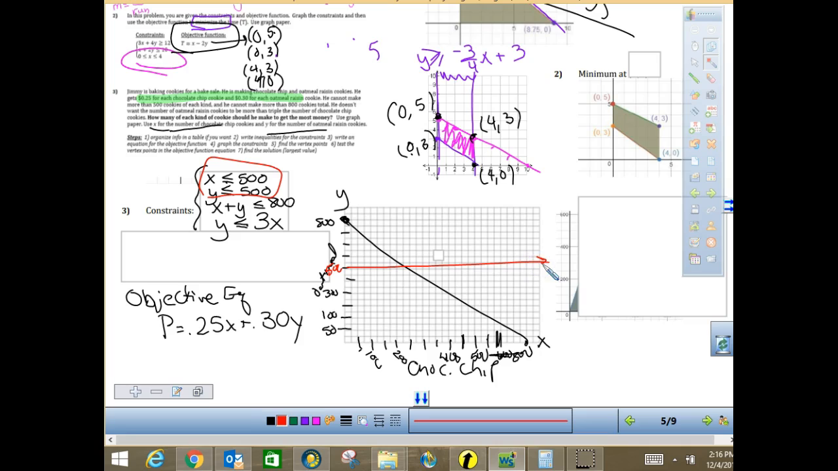Going across, it has to be less than that, right? And then over here at 500, it has to be less than that. So right now, I think it's in this region. I need one more equation. I need my y equals 3x, less or equal to 3x. That's the only one I haven't graphed.